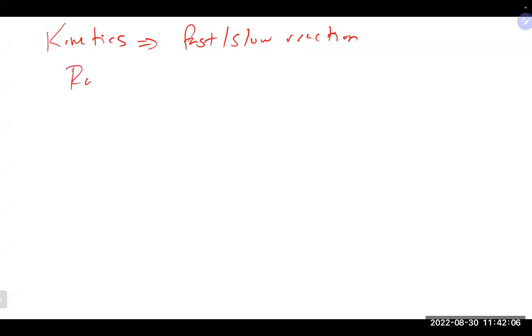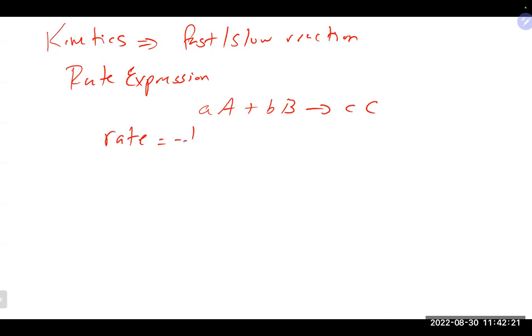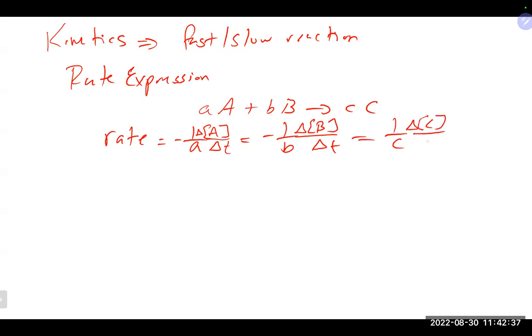And the rate expression, when you have any type of reaction such as this, you can write a rate expression where the rate is equal to minus 1 over A, the change in the concentration of A over the change in time, equals minus 1 over B, the change in concentration of B over time. And this would be 1 over C, the change in concentration of C over time.